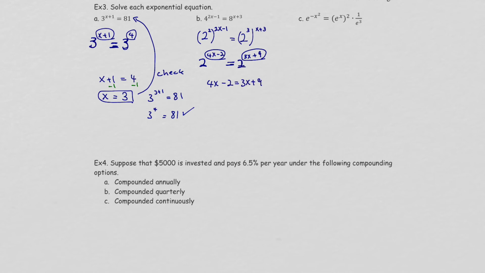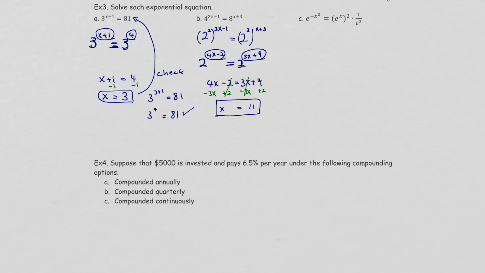And solve for x. So I will subtract 3x to put the number with the variable on the left side. And I will add 2 to put the number without the variable on the right side. So I will have x equals 11.